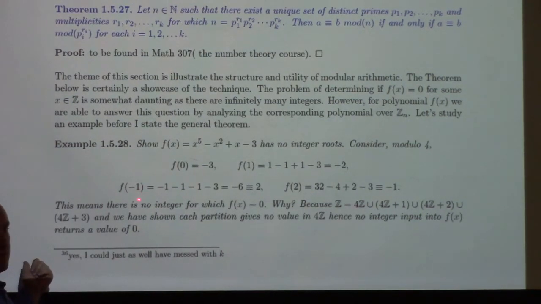Also known as plus 4, this is 3, right? 3 minus 4 is minus 1. But anyway, minus 1, plug into here, you get 2. And finally, if you plug in 2 and calculate mod 4, you get minus 1. So you got minus 3, 2, minus 2, 1. None of those are 0. So the equivalence class containing 0, the equivalence class containing 1, the equivalence class containing 2, the equivalence class containing 3, all of these send everything to something that's not 0. So therefore, the polynomial has no integer roots.